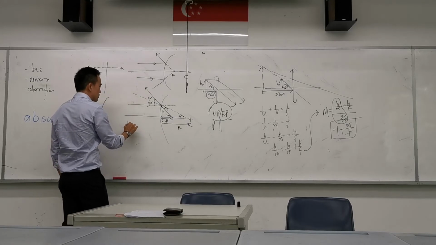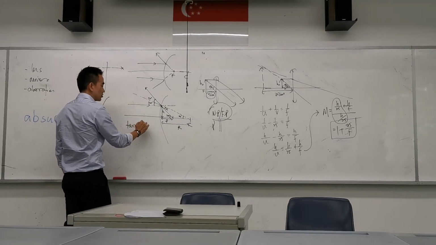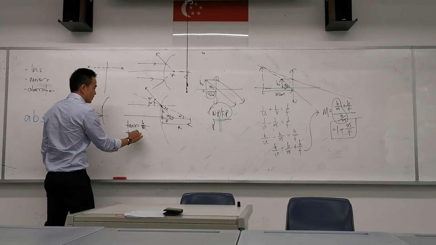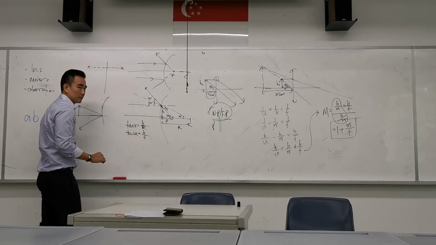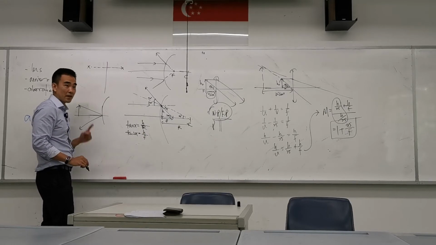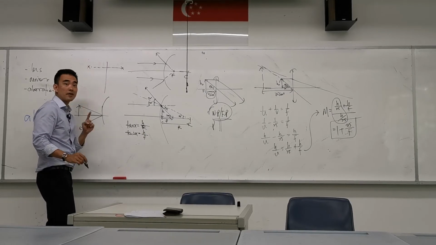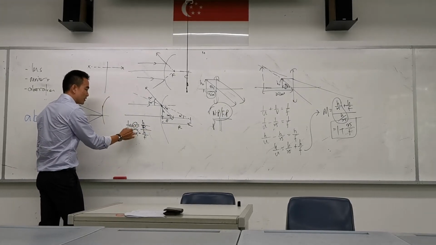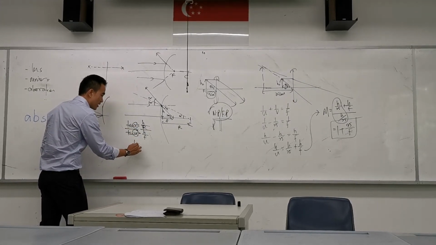Do you agree that tangent alpha is going to be equal to H upon R, and tangent 2 alpha is going to be equal to H upon F? Now if alpha is small, very important, if alpha is small, I take this divided by this. This is going to be alpha. This is going to be 2 alpha. It's going to be half.